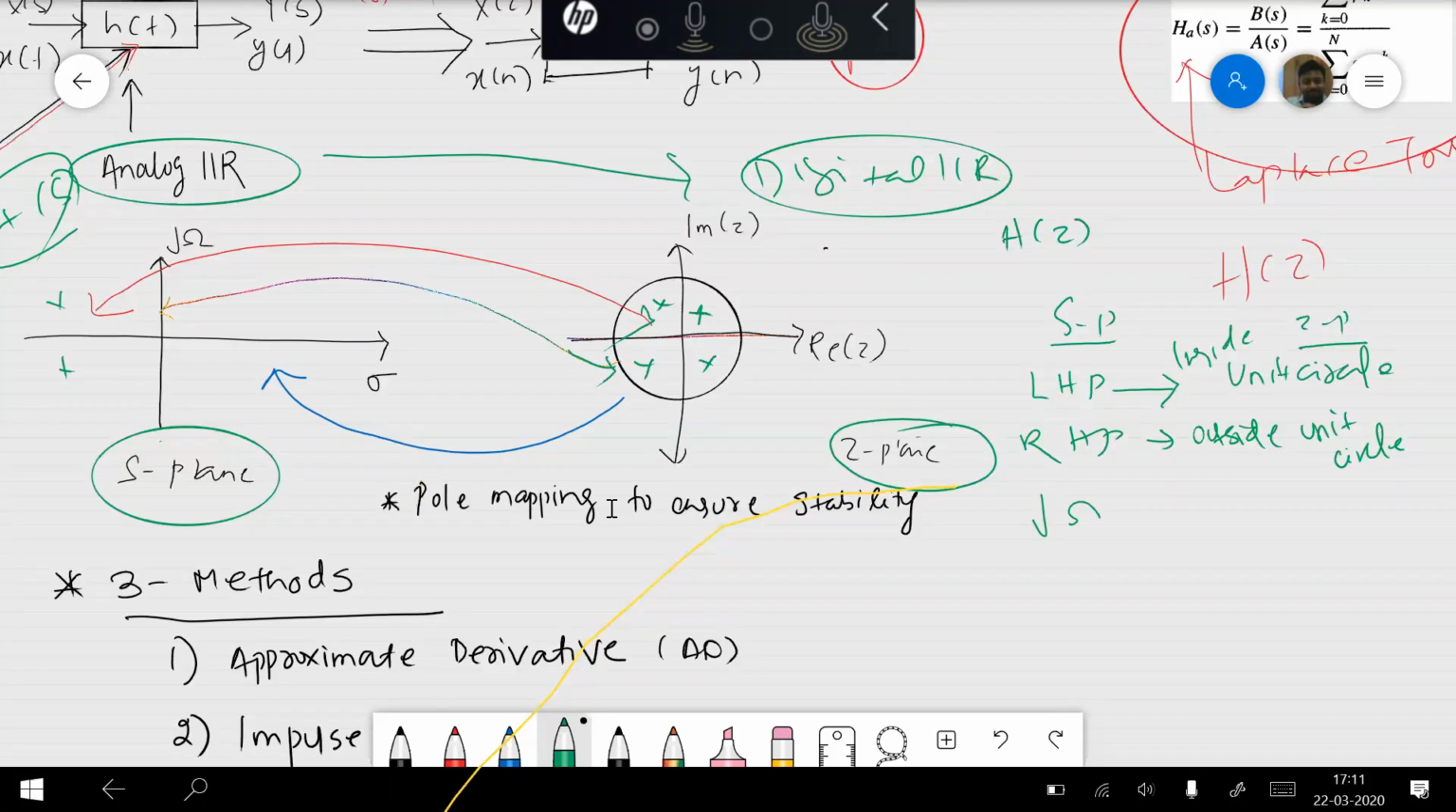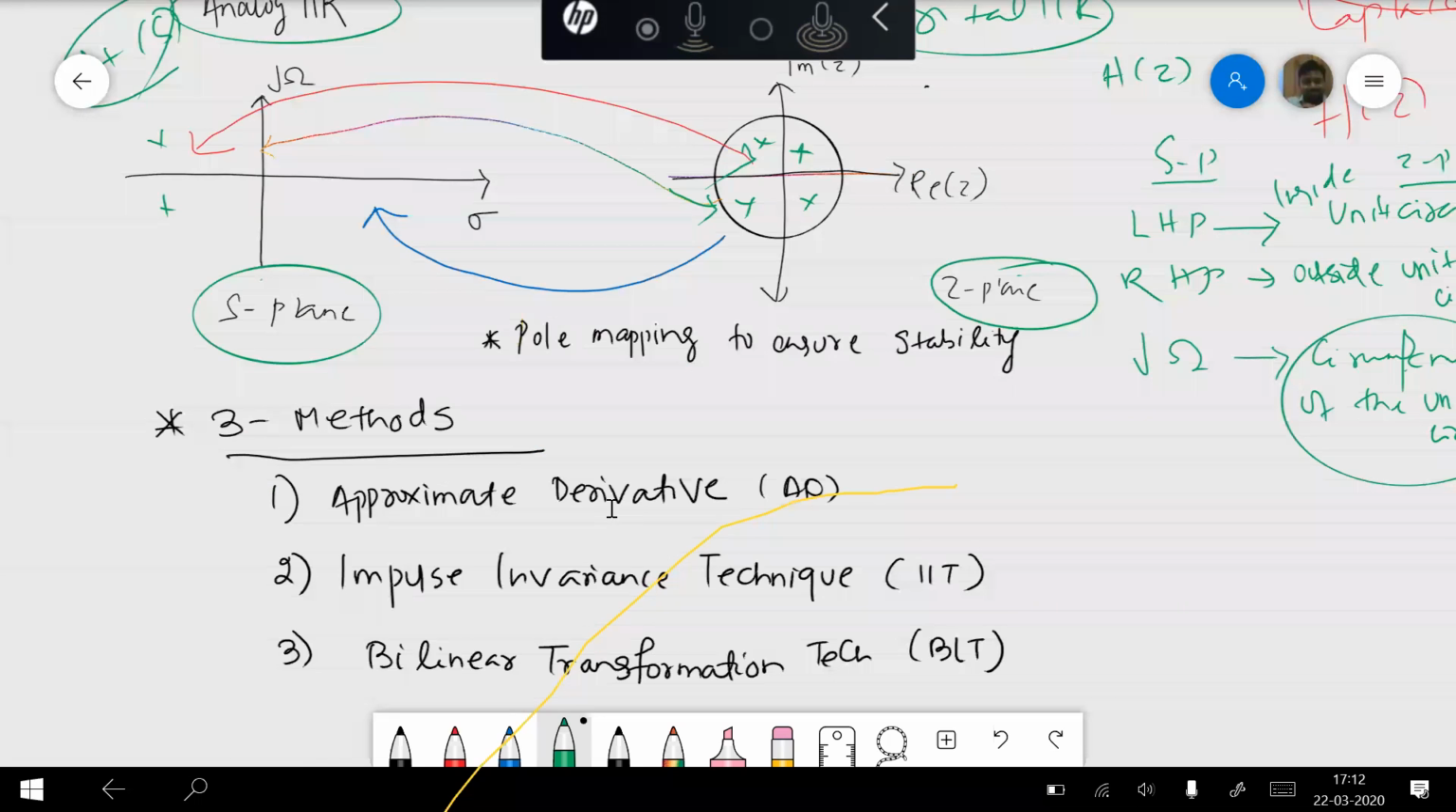The j omega axis has to map on the circumference, or perimeter, of the unit circle. This is how we are able to map all these three conditions. If these three conditions are satisfied, then you can say that we have successfully converted an analog IIR to a digital IIR. So take down that concept.